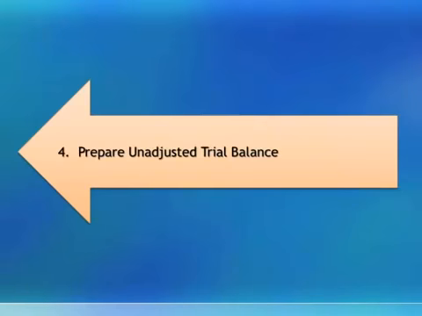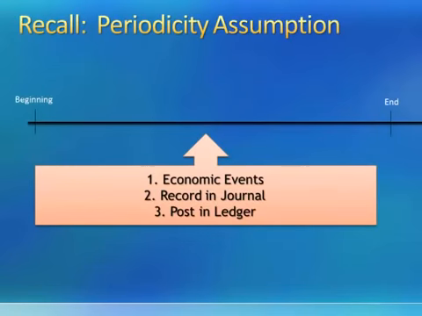The fourth step in the accounting cycle is to prepare an unadjusted trial balance. But before we talk about the unadjusted trial balance, let's put things into context a little bit. Recall that we have a periodicity assumption in accounting. That means that a business cycle is divided into artificial time periods, and we prepare financial statements at the end of each of those time periods. So here we see a beginning and an end. For example, the beginning could be the beginning of the year. The end of the time period could be the end of the year.